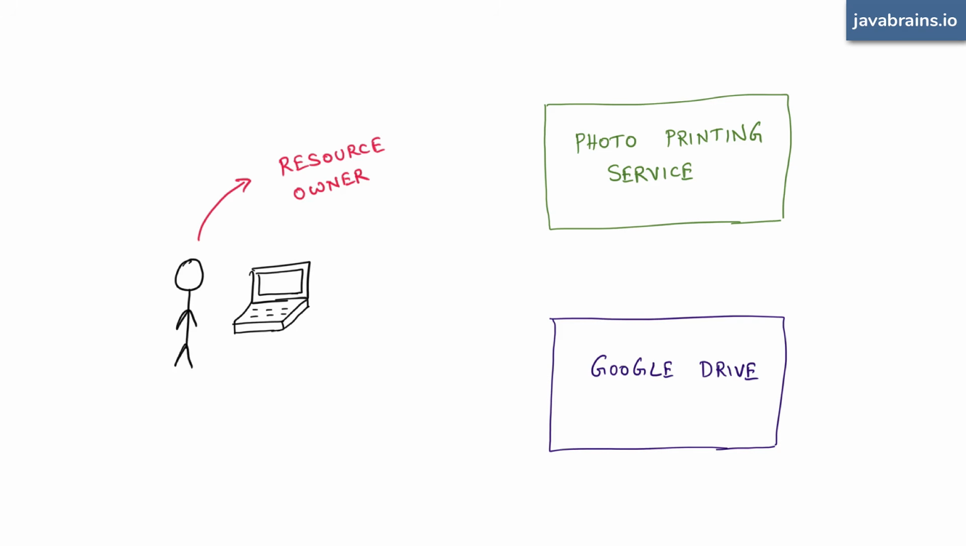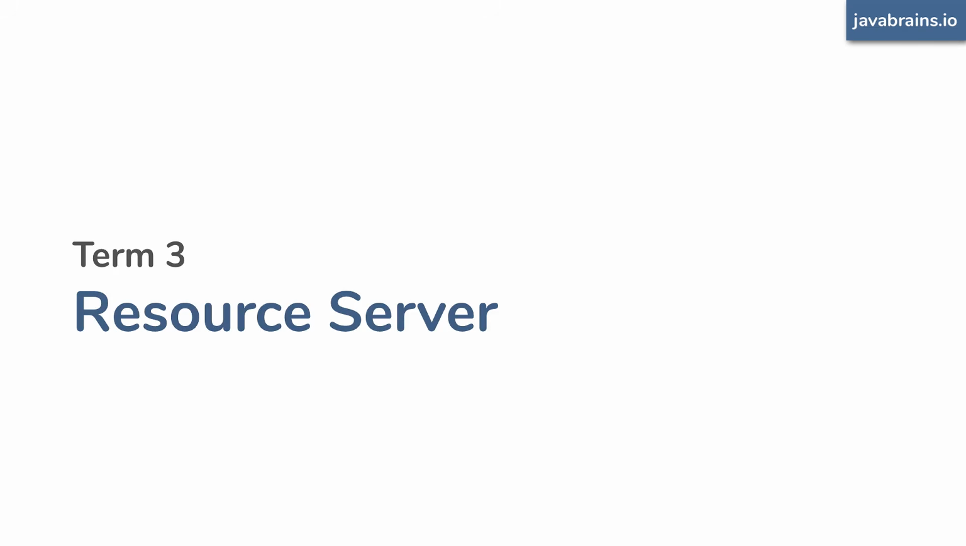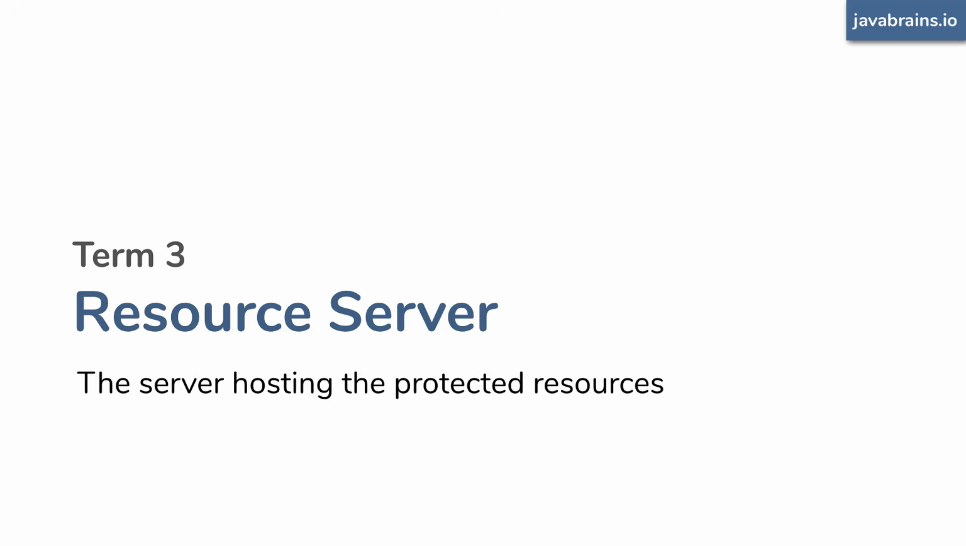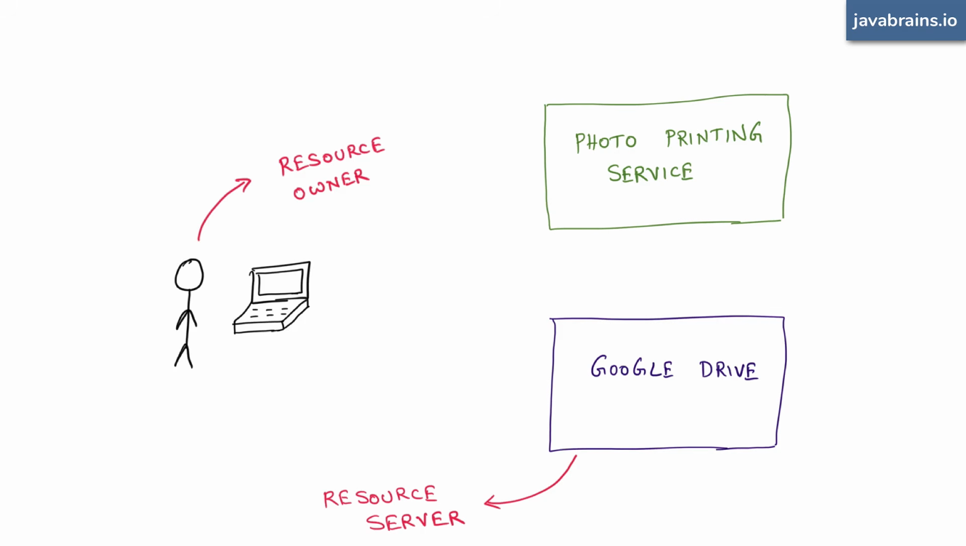The terminology number 3 should also make sense. It is the resource server. Well, what is a resource server? It is the server that's holding the protected resource, right? It's that server that's hosting it. In this case, the Google Drive is the resource server, all right? So we have the resource server, we have the resource owner, and the resource itself is what is being protected and needs to be accessed.